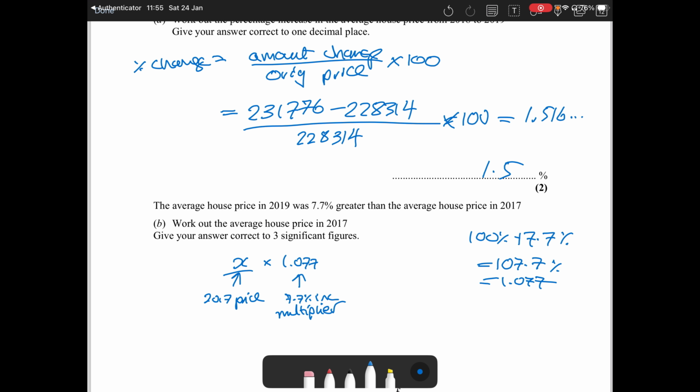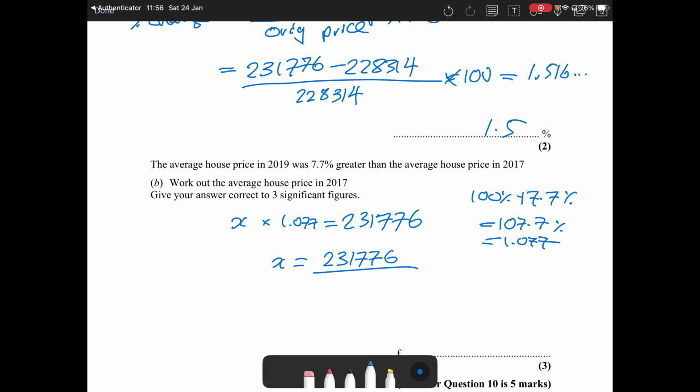231,776. Cool. So we've now got an equation with x. This is a fairly easy to solve equation when you've got a calculator. So all we've got to do now is find x, the original price. We just divide.